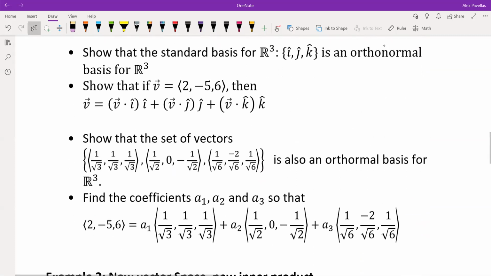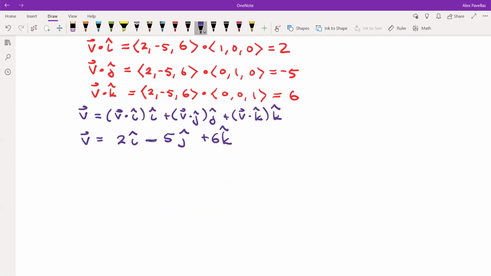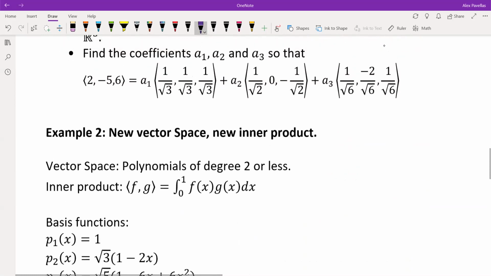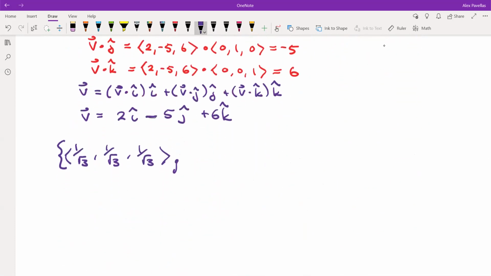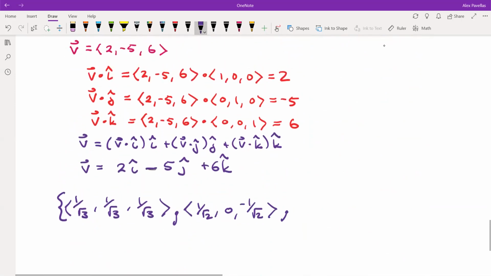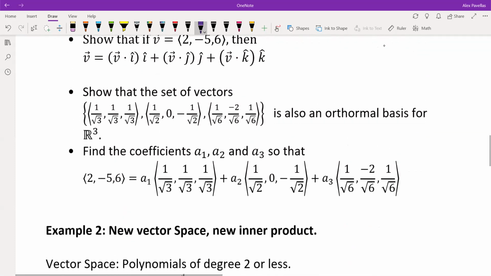So let's see here. What was this set of vectors? We got this other set. 1 over root 3, 1 over root 3, 1 over root 3. That was one of the vectors. The second vector in our set was 1 over root 2, 0, minus 1 over root 2. And then our third vector is, what's our third vector? 1 over root 6, minus 2 over root 6, 1 over root 6. Okay.